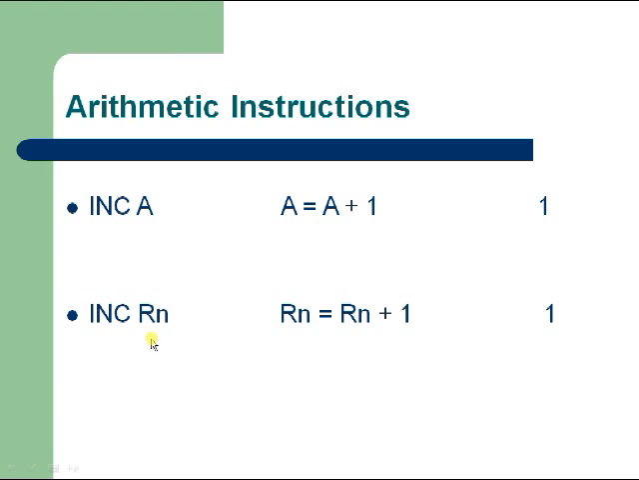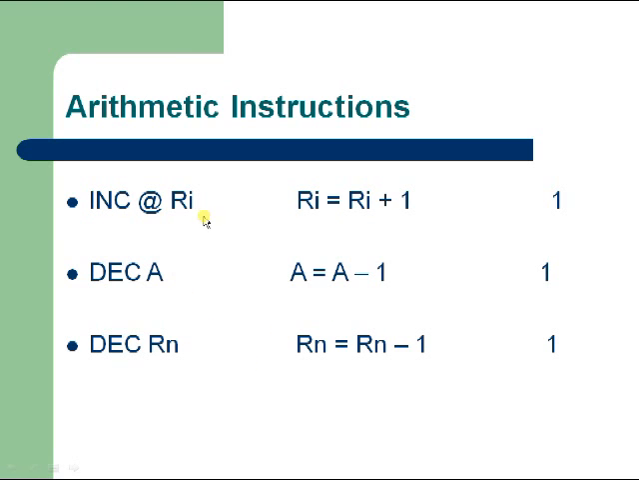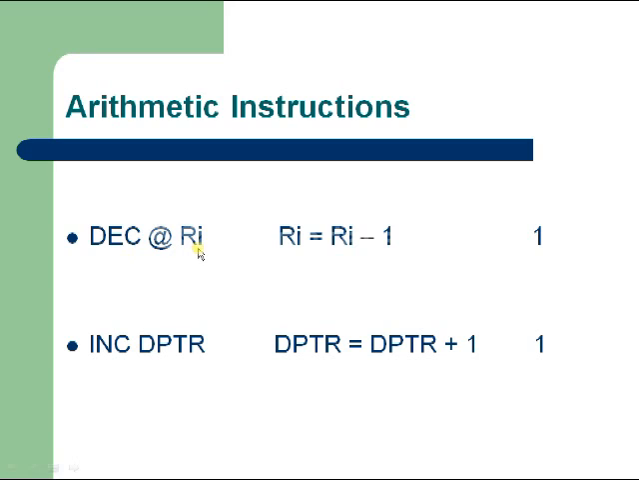INC Rn increments a particular register, that is R0 to R7, and again the result will be stored in the same register. INC @Ri means the value at the address will be incremented, that is Ri would be storing one address. Now the value present in that particular address gets incremented by 1 and again stored in the same address location. Now DEC A decrements and the result will be stored inside A. DEC Rn, again R0 to R7, the value will be decremented and the result will be stored inside the same register. DEC @Ri is similar again. INC DPTR is going to increment DPTR, and again the result will be stored inside DPTR.